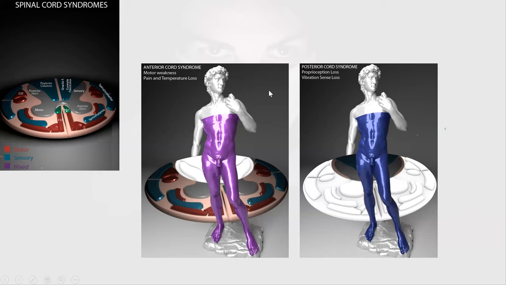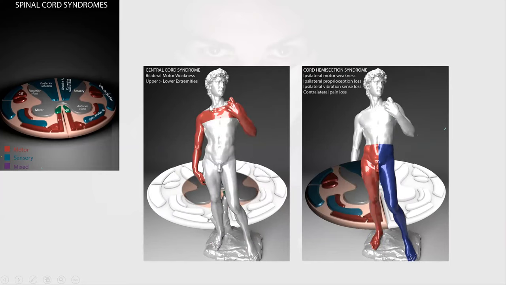Posterior cord syndrome or posterior spinal artery syndrome, you have the dorsal column affected. This posterior column or dorsal column transfers proprioception and vibration. So if you have affection of the posterior cord artery due to any reason, this can lead to bilateral vibration and proprioception sensory loss below the lesion. Okay, till now it's clear.